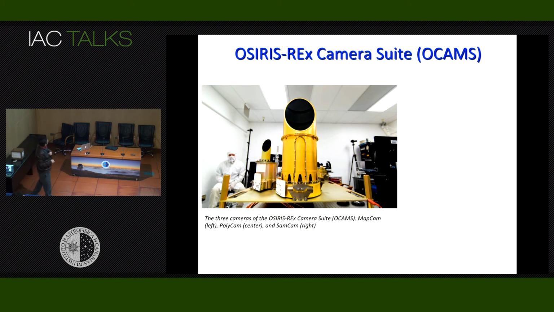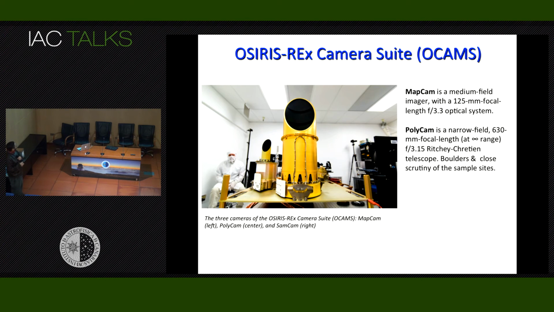We are involved in the OCAMS camera. There are 3 cameras. MapCam is the most important for us. It's a medium field imager. It has only a lens of something like 4 centimeters, so it's very small. It's a Galileo-like telescope, right? Then PolyCam, which is a small telescope, like a Celestron 8 telescope, more or less. It's a Ritchey-Chrétien, a very small one that will study details on the surface in the science phases, not when we are too close. When we go too close, we just cannot focus this telescope.